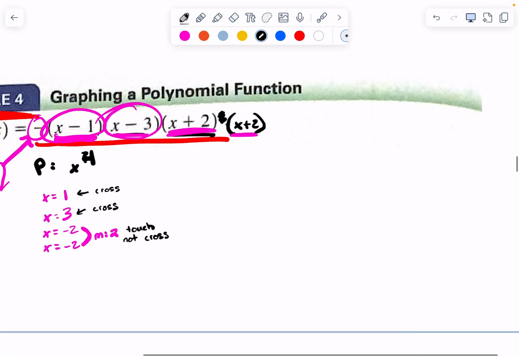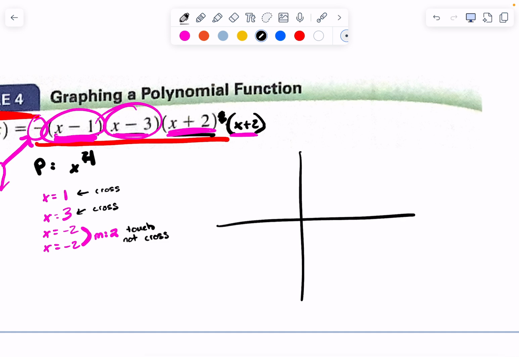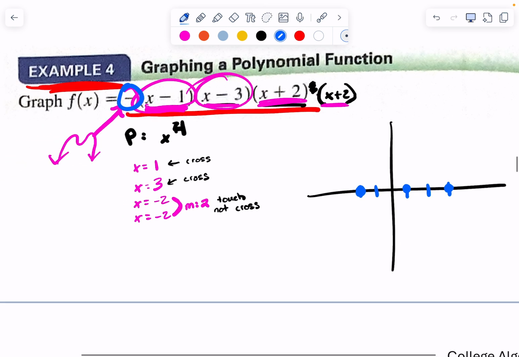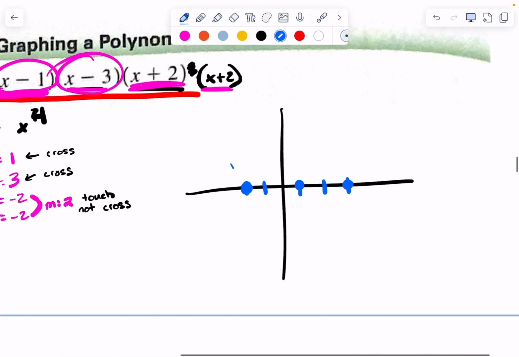They want us to graph this thing. Now, I'm not going to be able to graph it exactly because I don't know how high its humps and bumps go, but I can kind of figure it out. So -2 is one of its spots, +1 is one of its spots, and +3 is one of its spots. And I know, because of that negative, that it starts down and it ends down. It's going to touch here, cross here, and cross here. Can you kind of see what this is going to look like?